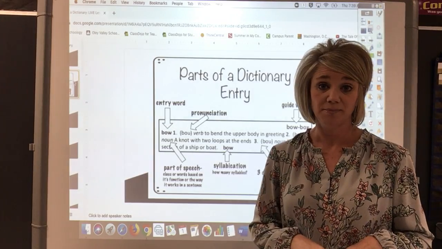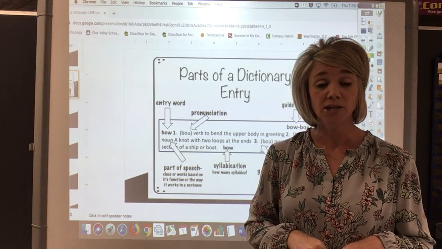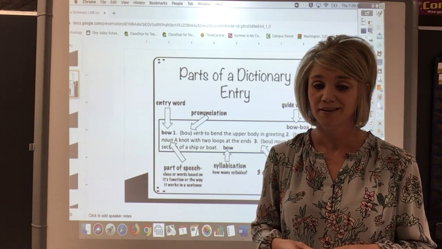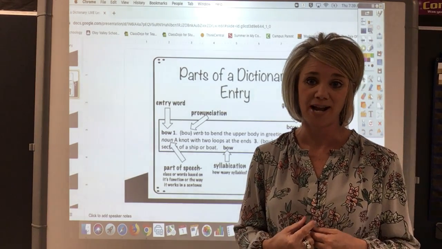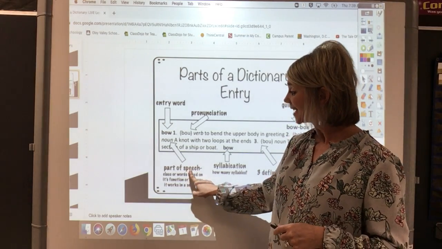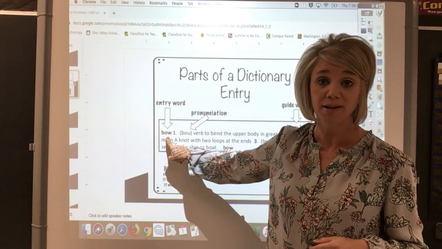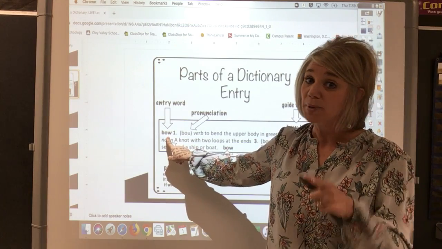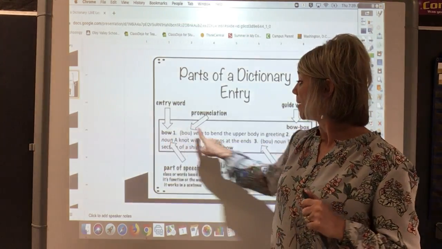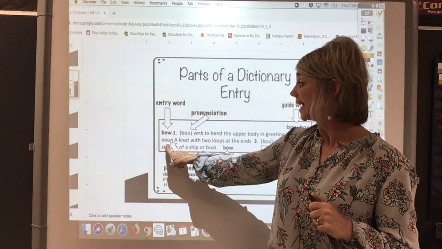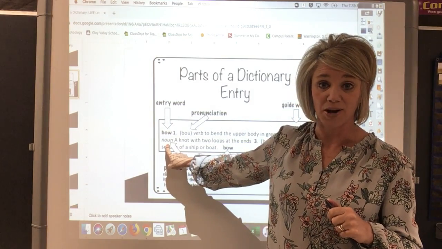Parts of speech. Remember, the parts of speech are nouns, verbs, adjectives, adverbs, and pronouns. In this case, bow has more than one part of speech, so be on the lookout for that. Bow can be a verb, or it can be a noun also.